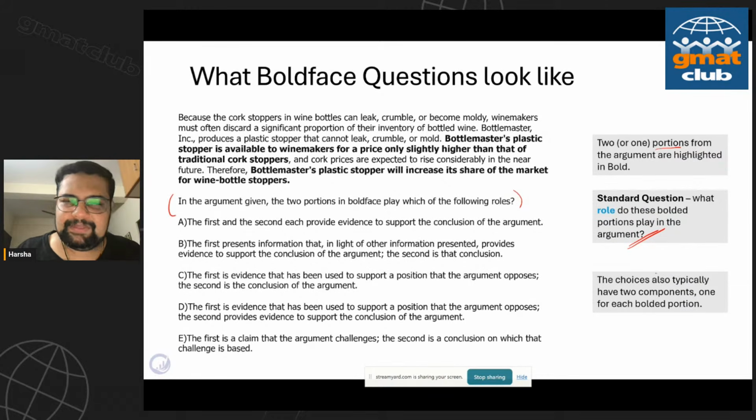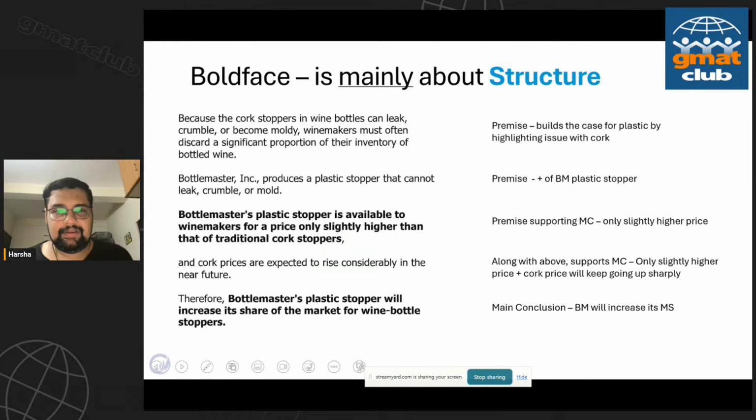You also have to observe the choices because you're being asked about two boldface items. The choices also have this bifurcation. Usually you would see that the choice talks about two things. So even if you don't see that bifurcation, it's telling you the first and the second. It talks about two components always, right?